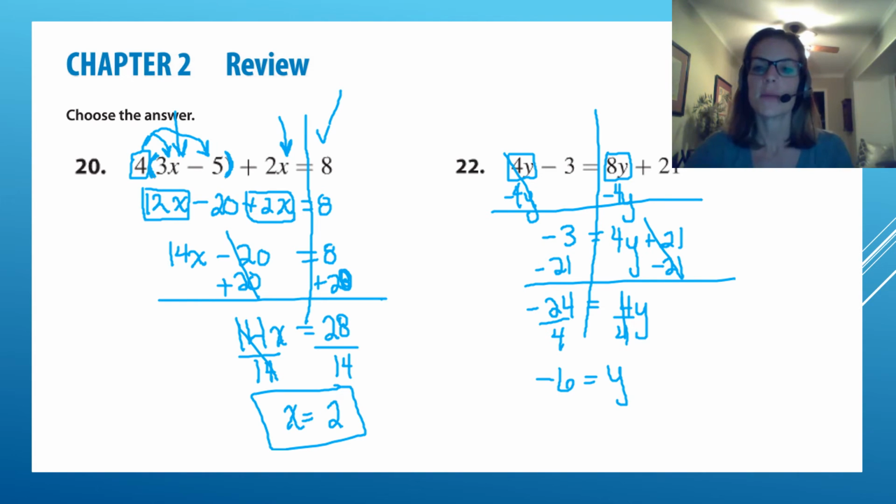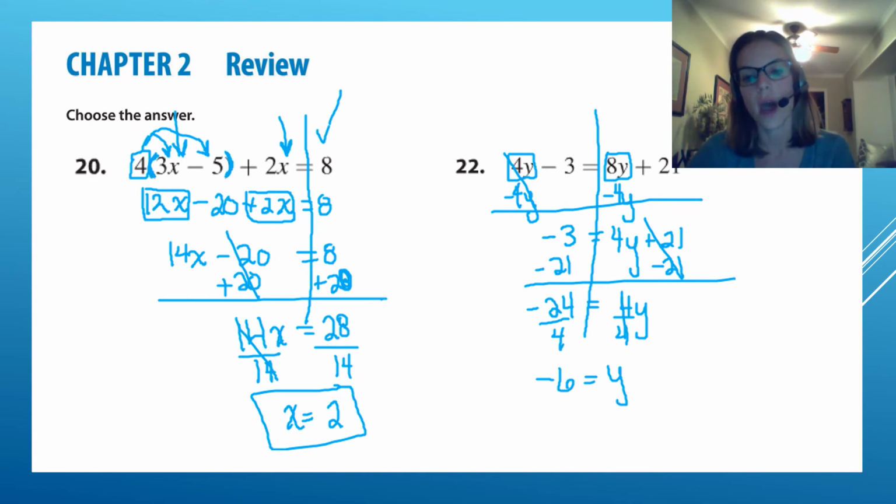Okay, so number 22, I am going to draw my river, and I'm going to say I have a 4y and an 8y that I want to combine, but they're on opposite sides of the river, so I want to make sure that I undo this side to bring it over to this side. So it is a positive 4y. I'm going to make it a negative 4y and subtract. 8y minus 4y leaves me with 4y here. I'm going to bring down my 21, keep my equal sign on the river, and bring down my negative 3.